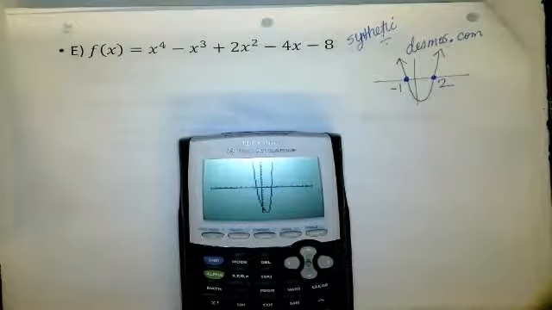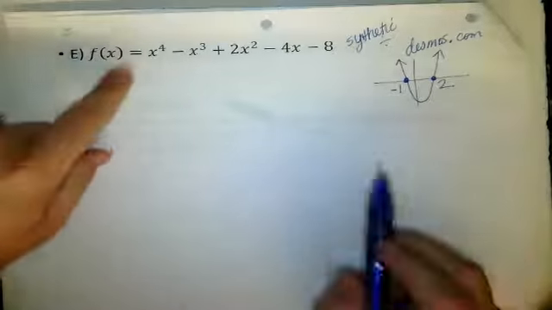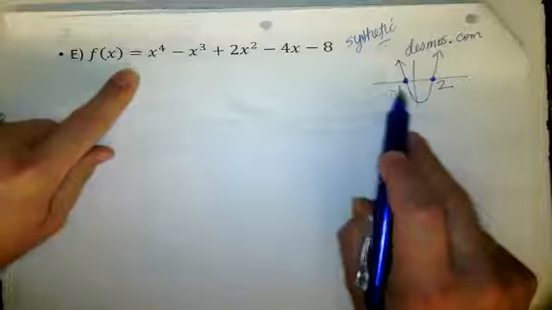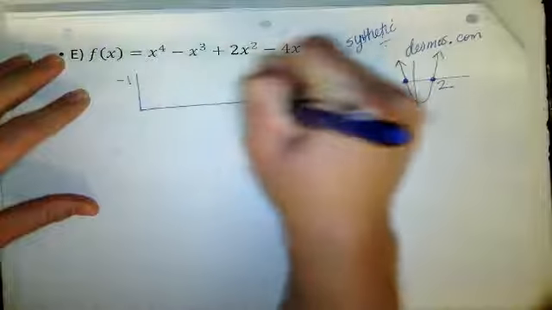How many solutions should there be? 4. And so we have a little bit of a problem. That means that we have some imaginary solutions. Let's see what we can do here. I'm going to go ahead and use negative 1 in my synthetic division.